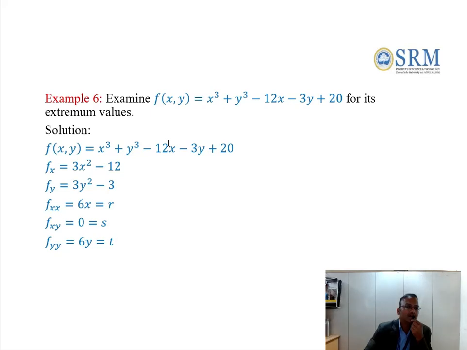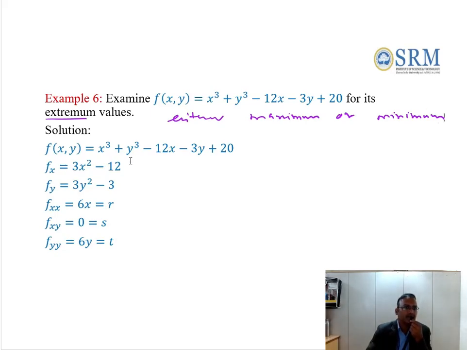Right. First, let us see the problem. Examine f of x comma y, which is equal to x cube plus y cube minus 12x minus 3y plus 20 for its extremum values. What is the meaning of extremum values? Extremum means either maximum or minimum. Either maximum or minimum, right?